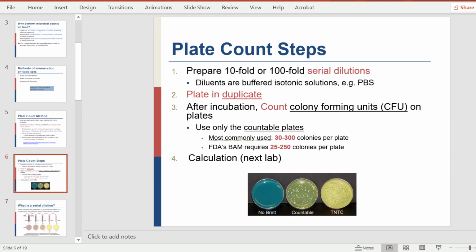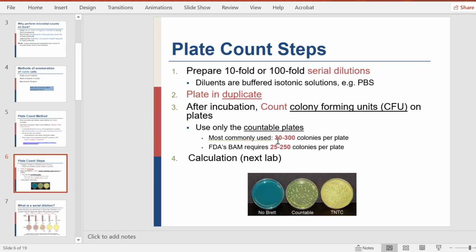So for our plate count method, the first step is going to be to prepare 10-fold or 100-fold serial dilutions. And then for this one, you'd be plating in duplicate. So you get two different plates at each dilution, and that way you have kind of a backup to see how it's going. You take the average of those two. And then after you incubate, you're going to count the colony forming units, or CFUs.